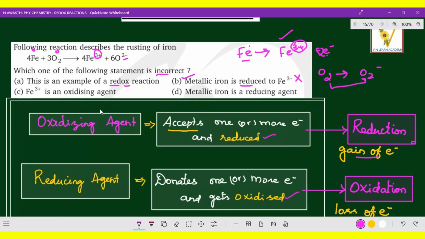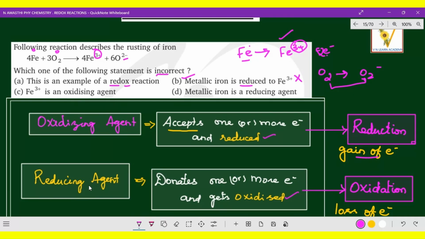Come on, let us check another two. Fe3+ is an oxidizing agent. Oxidizing agent means what? It accepts one or more electrons and is reduced. So Fe3+ is an oxidizing agent, accepting one or more electrons from another substance. That means it causes oxidation in another substance, and Fe3+ accepts electrons. This indicates reduction. It is a gain of electron, right?